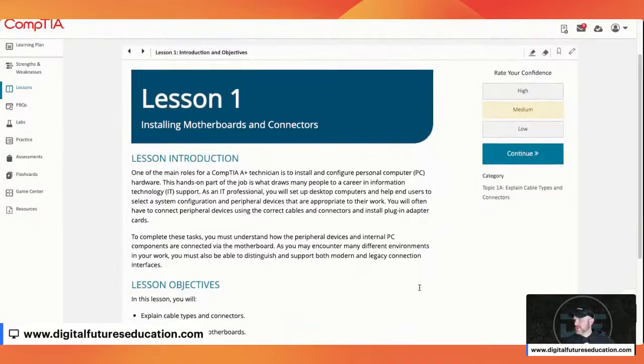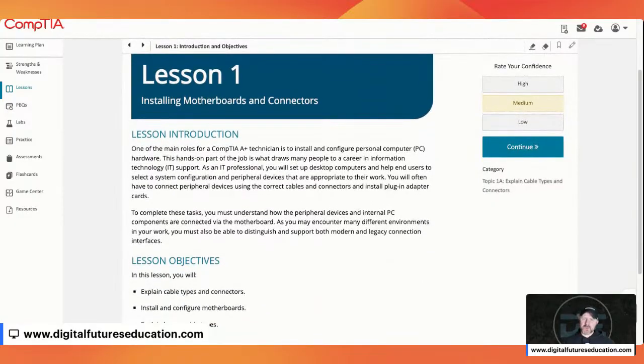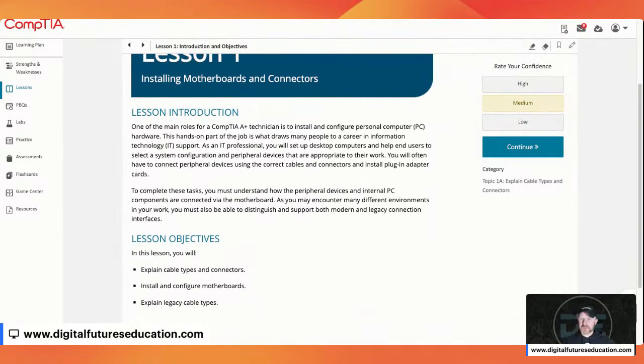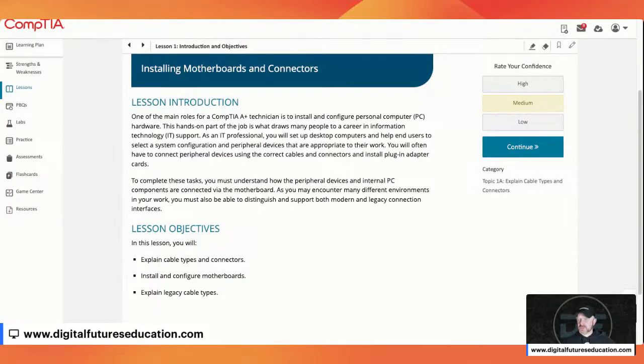One of the key parts as you review each lesson with CompTIA A+ is always to understand the categories and topics in each lesson and the objectives. So here you have explain cable types and connectors, install and configure motherboards, and explain legacy cable types. Just remember, when you hear the term legacy, that is an older version of technology, an older type that may need to be updated to be able to use, that is used on an older piece of technology. So just remember what legacy means.